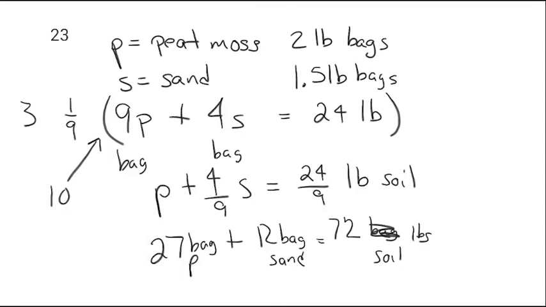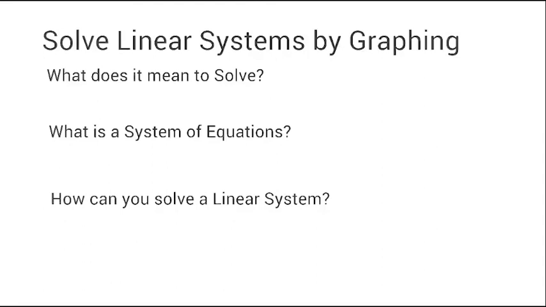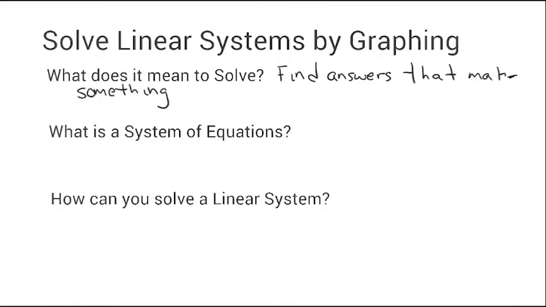What we have today is a new section, and this is solving linear systems. And the first way we're going to learn how to solve linear systems is by graphing. So what does it mean to solve something? Okay, to solve something, I want to find answers that make something true. And I'm going to put a word, always. Always true.